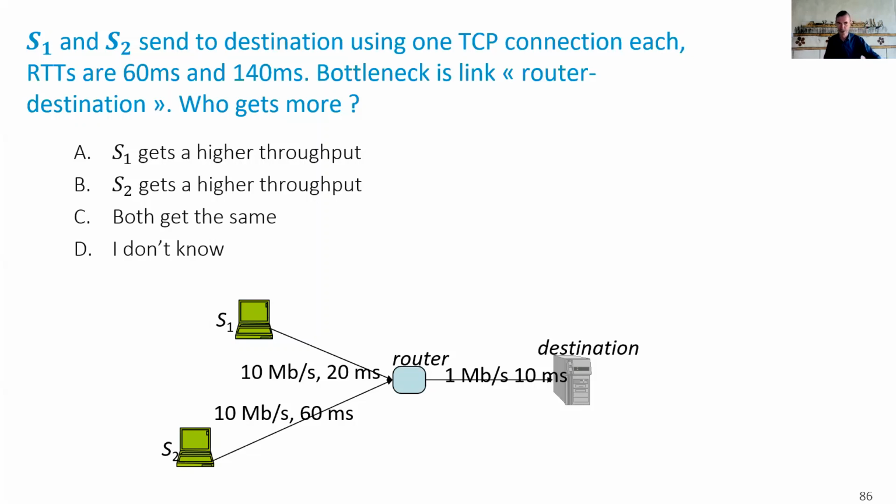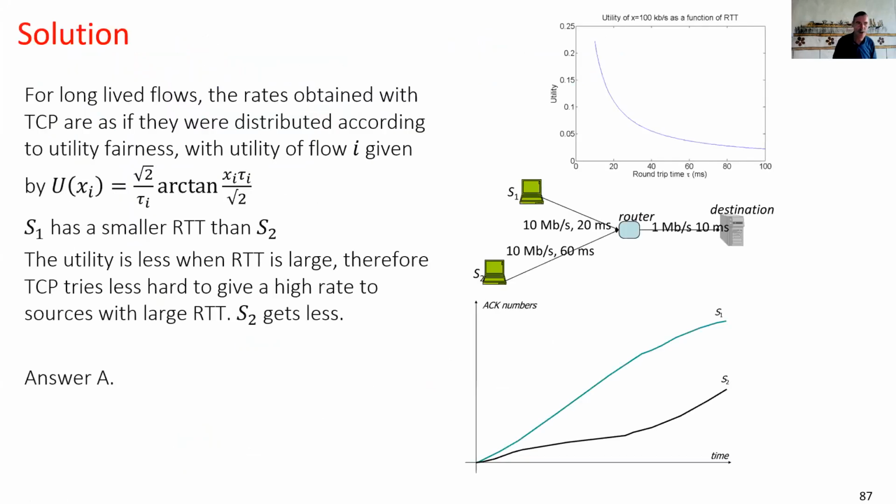And the majority says A, which is the correct answer, because of the bias that we said in the previous formula. The utility is less when the RTT is large. Therefore, TCP tries less hard to give a high rate to sources with large RTT.